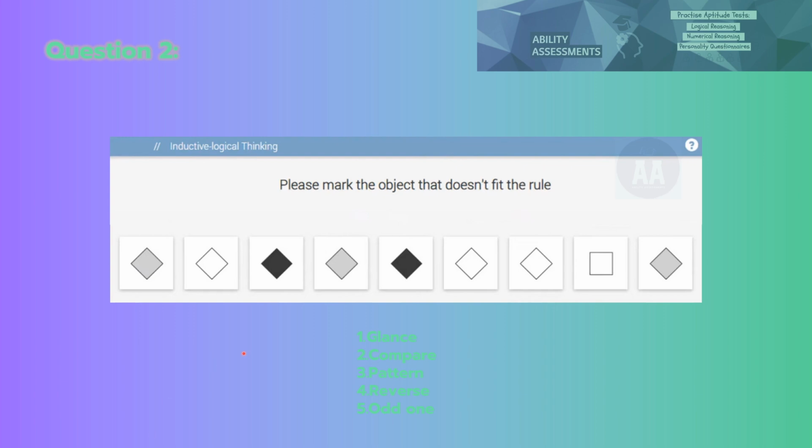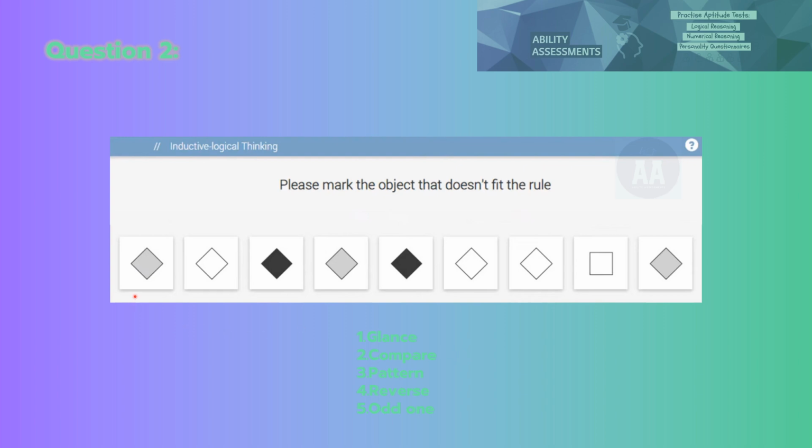And again, we start off with a quick glance across the 9 objects to see what we are going to be working with for this question. And what we can clearly see immediately is we have different shades and different shapes across the 9 objects. These are the 2 key elements that we need to consider when we are trying to determine our pattern. So let's move on to the next step in the process, which is to compare.